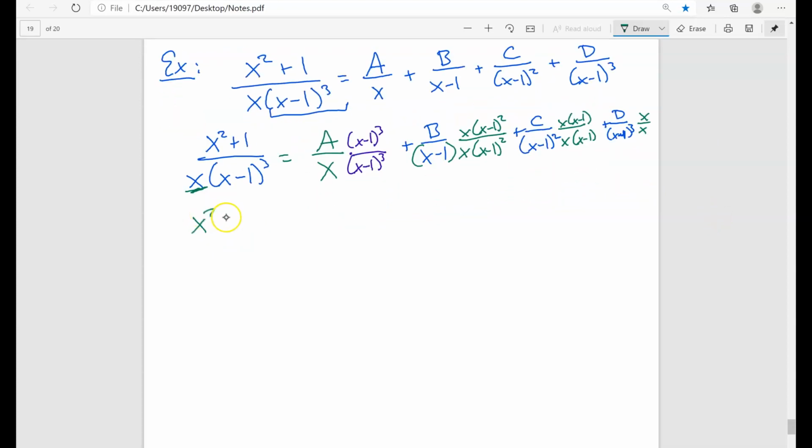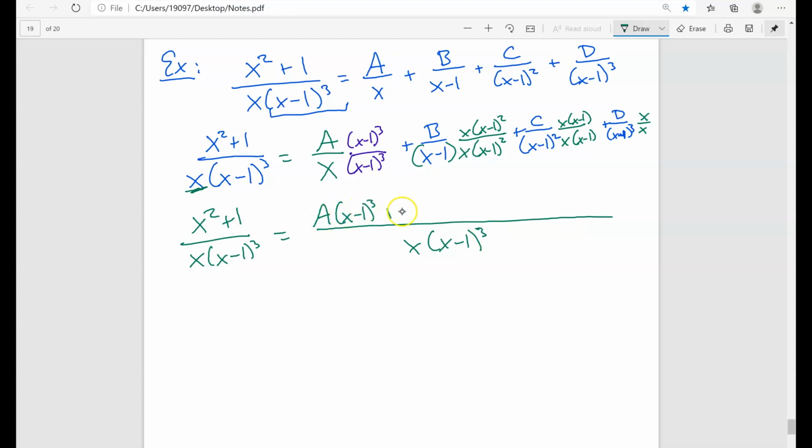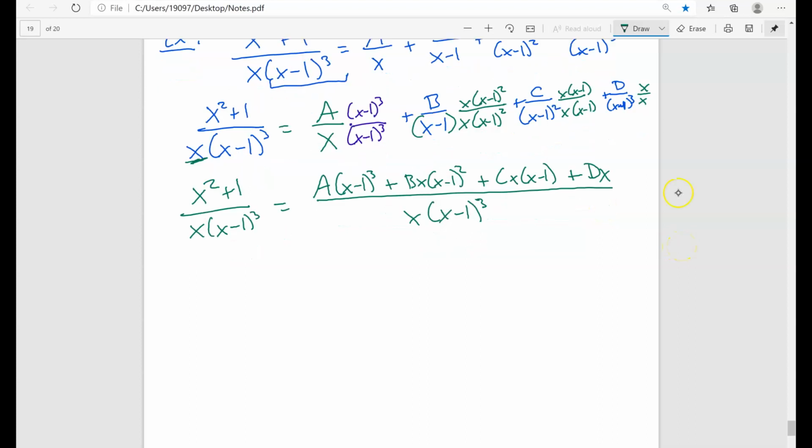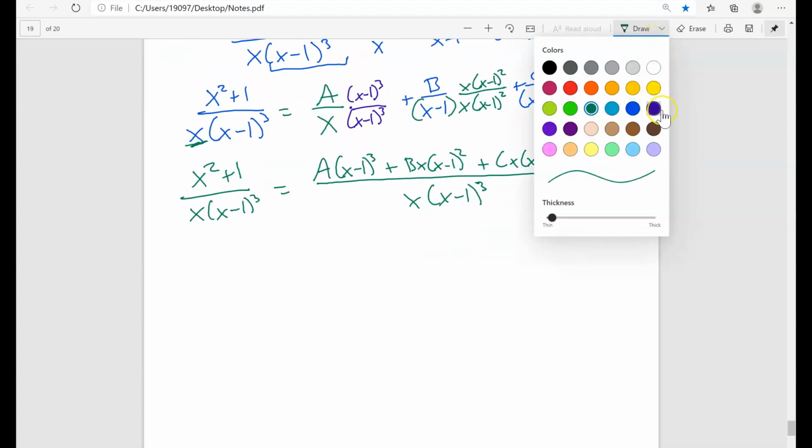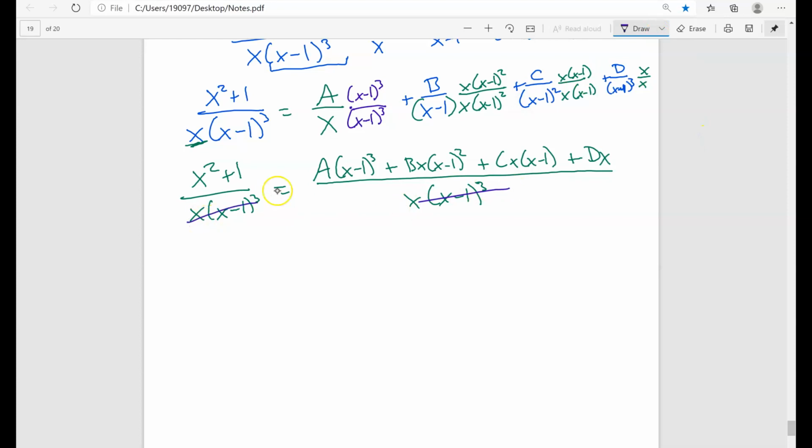So now you have x squared plus 1 over x minus 1 cubed. So now ideally, everything now has an x minus 1 cubed on the bottom. Now what's left over is going to be this a times x minus 1 cubed plus bx times x minus 1 squared plus cx times x minus 1 plus dx. Notice that the bottom parts don't really matter anymore. So those are kind of gone. So all I'm left with is just this x squared plus 1.